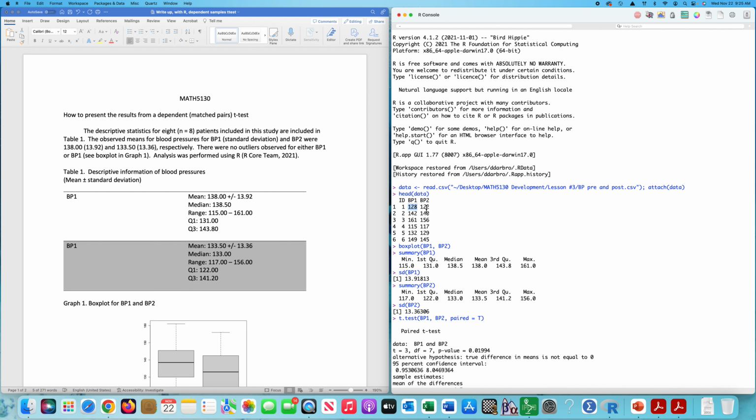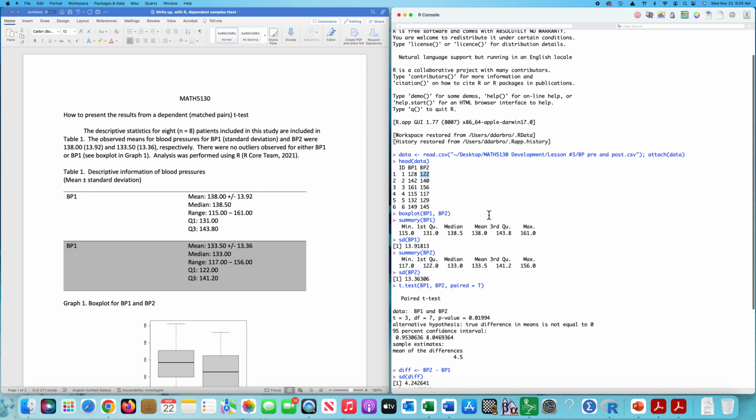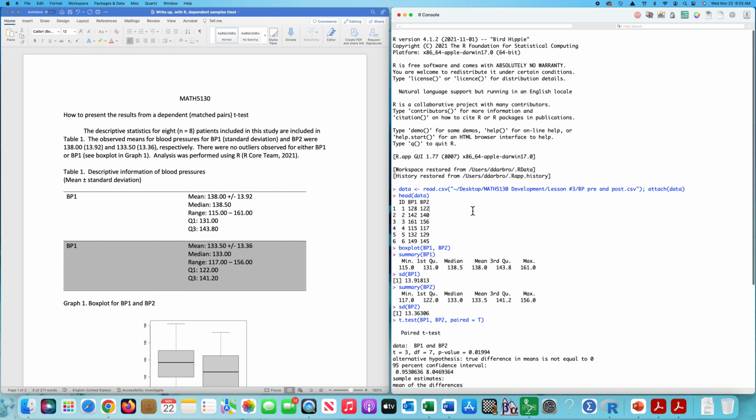And something happened. There was some lapse of time, a treatment, a medication, whatever it may be, was given, and then we measured the blood pressure later. So we call that BP2, and it was 122. We'll get into the research question in just a second.